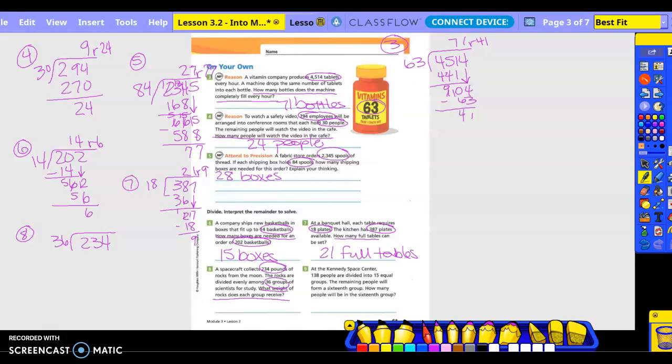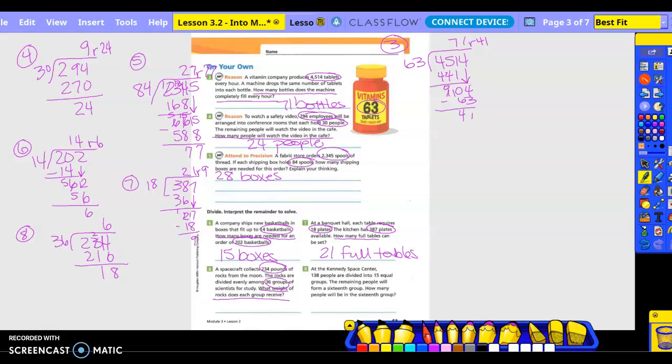36 into 2, 36 into 23, 36 into 234. 6 times, okay. 6 times 6 is 36, put the 6, mentally carry the 3. 6 times 3 is 18, plus 3 is 21. So this becomes the 14, this becomes 2. 14 minus 6 is 8. 2 minus 1 is 1.